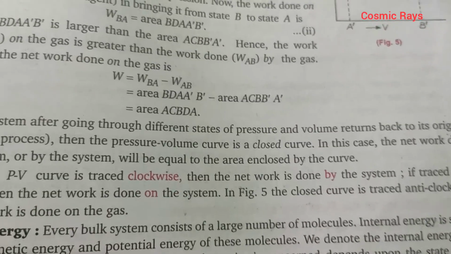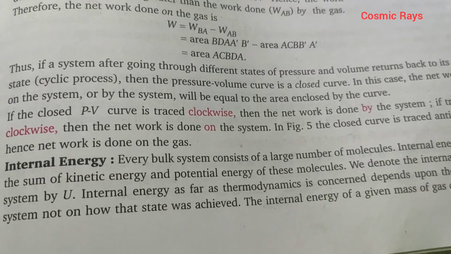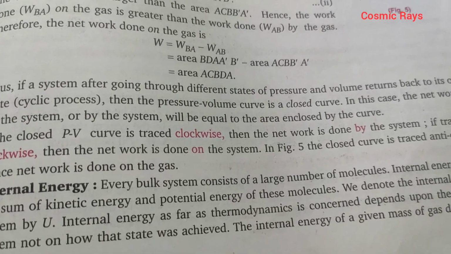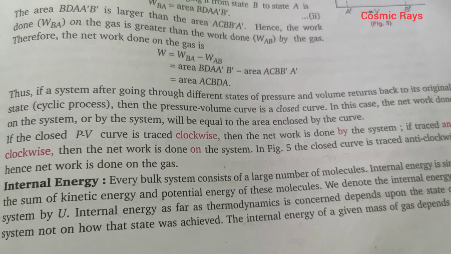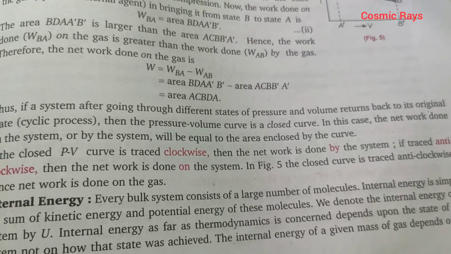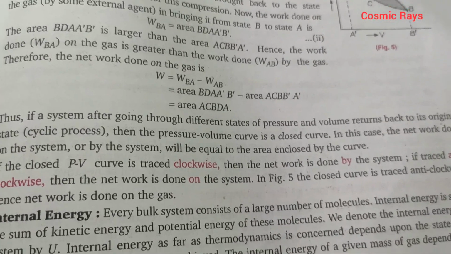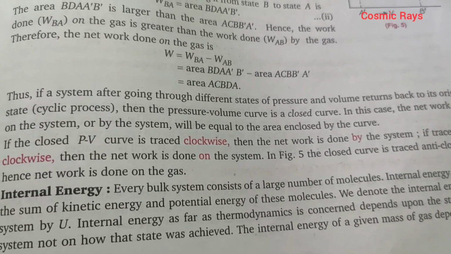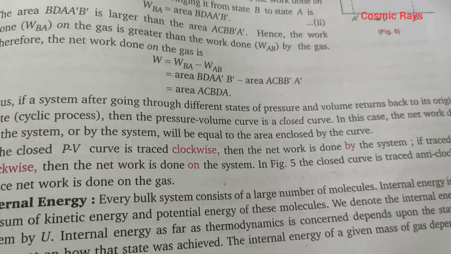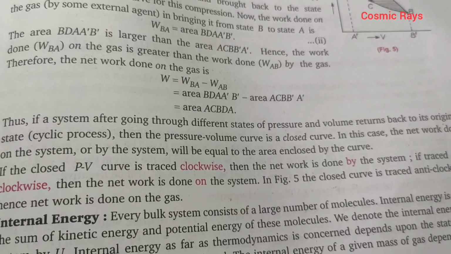Now we will try to understand the concept of internal energy. So we know that any system consists of molecules, and these molecules have some kinetic and some potential energy. So we define internal energy as the energy possessed by the system due to its molecular motion or molecular configuration. Now the energy because of molecular motion will be its molecular kinetic energy or internal kinetic energy, and the energy possessed because of molecular configuration will be its internal potential energy.